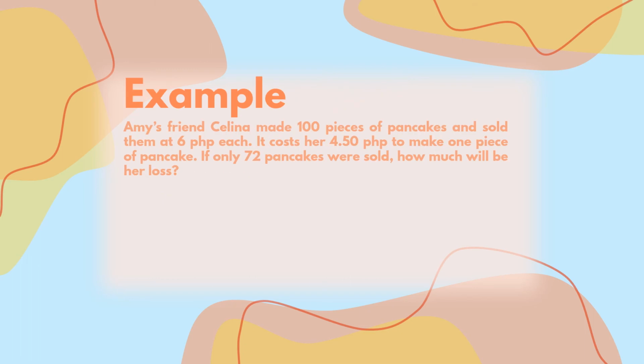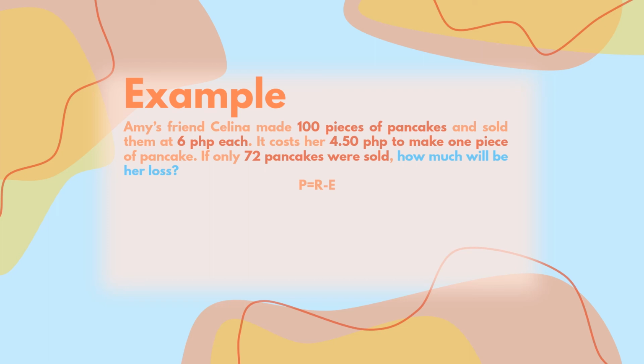For example, Amy's friend Selena made 100 pieces of pancakes and sold them at 6 pesos each. It cost her 4.50 pesos to make one piece of pancake. If only 72 pancakes were sold, how much will be her loss? O hindi daw lahat nabenta. So the first thing that you're going to do, write down your given. So you have 100 pieces of pancakes, 6 pesos each, 4.5 pesos to make one piece, and only 72 pancakes were sold. Given that information, how much would be the loss?